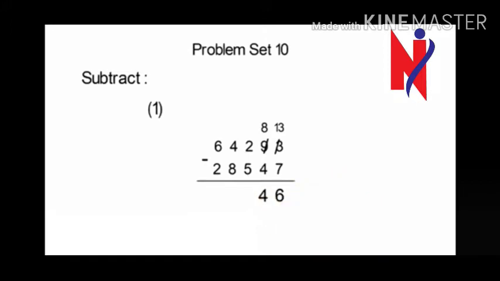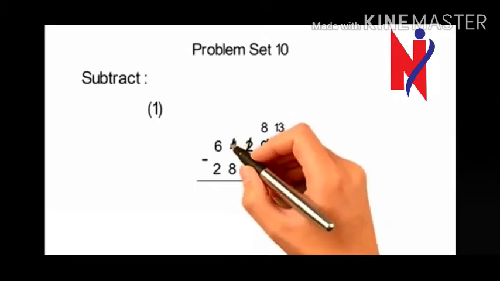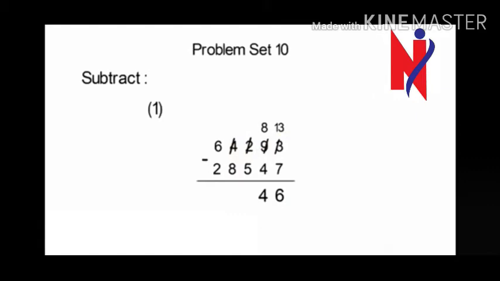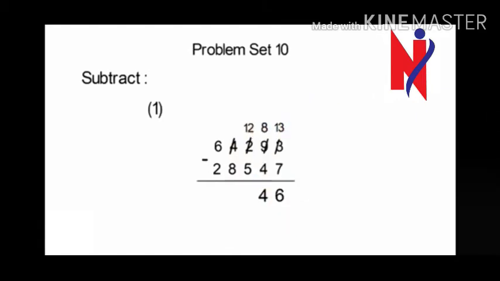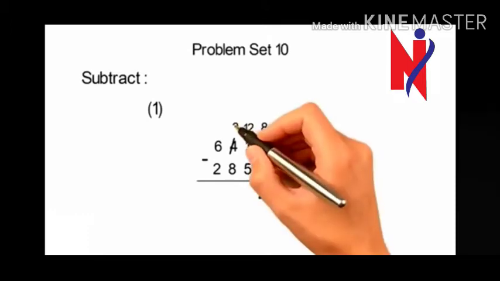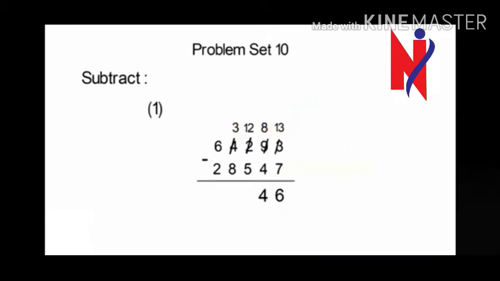Then can you minus 2 from 5? No. So it will borrow from its neighbor, which is 4. So 2 will become 12 and 4 will become 3. So 12 minus 5 is 7.